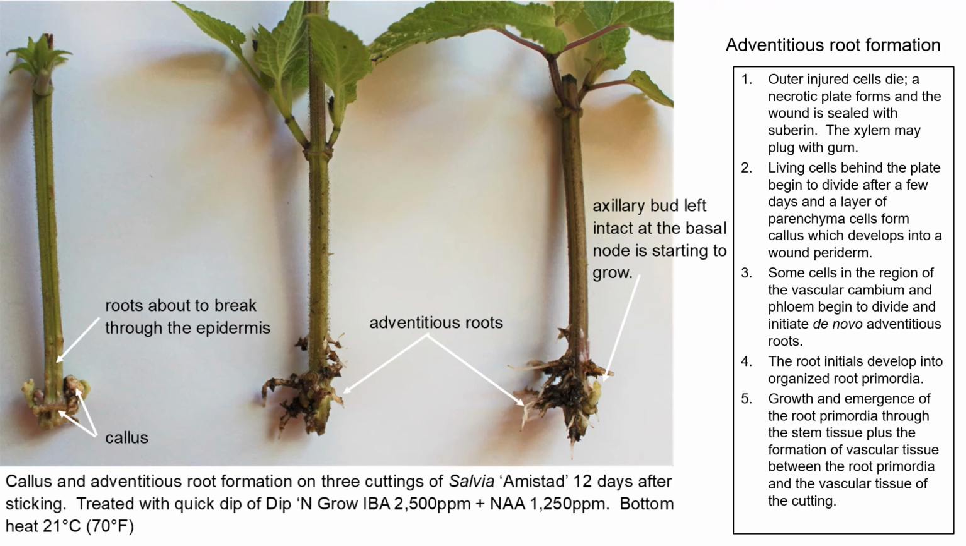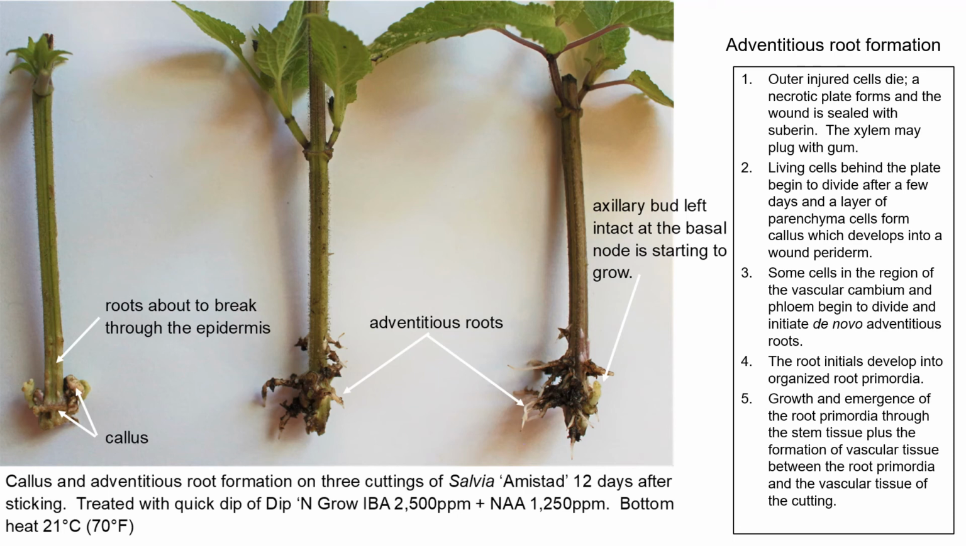Living cells behind that necrotic plate then begin to divide after a few days, and a layer of parenchyma cells form callus. Callus may be visible on the outside of the cuttings as small, irregularly shaped, creamy white growths that look a little bit like bits of perlite are stuck to the cutting. You can see a small amount of callus at the base of the cutting on the far left here.